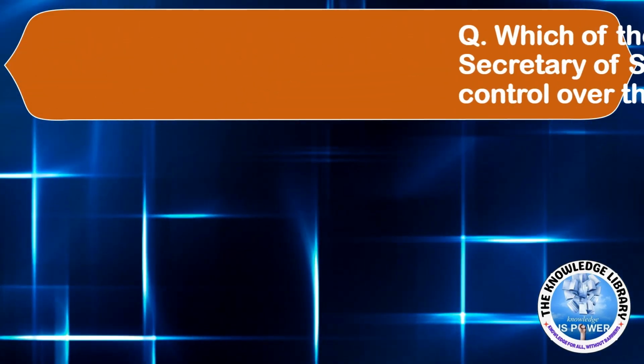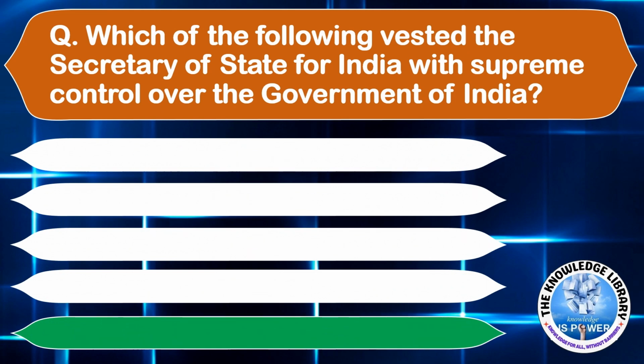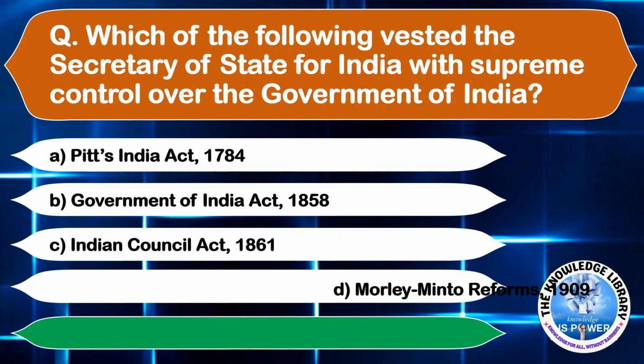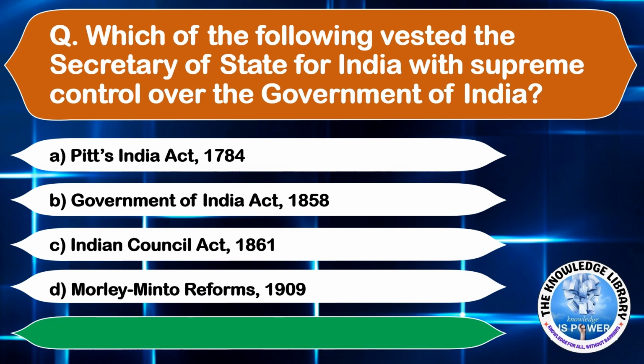The next question is, which of the following vested the Secretary of State for India with the supreme control over the Government of India? Option A, Pitt's India Act 1784. Option B, Government of India Act 1858. Option C, Indian Council Act 1861, and option D, Morley Minto Reforms 1909. The correct answer is option B, Government of India Act 1858.